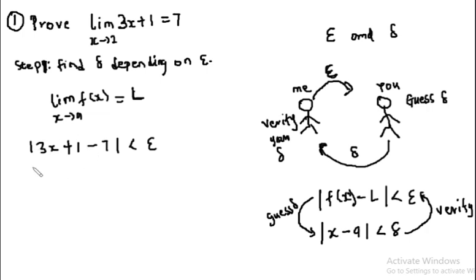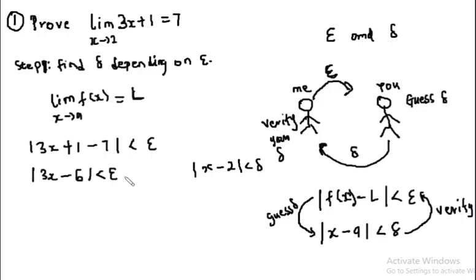So if you simplify this, this becomes the absolute value of 3x plus 1 minus 7, which is minus 6, less than epsilon. Remember, the goal here is to find delta depending on epsilon. And to do that, we have to transform this inequality to this inequality. If you look at this inequality, if you write it out here, it looks like this. The absolute value of x minus the a value here, which is 2, is less than delta. So this is the inequality we should be aiming for when we are dealing with this side.